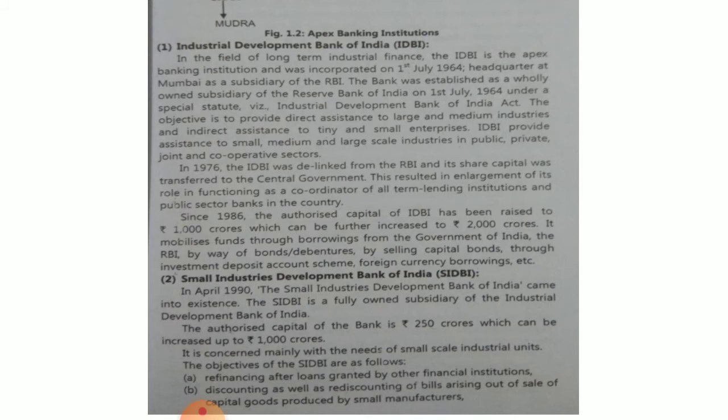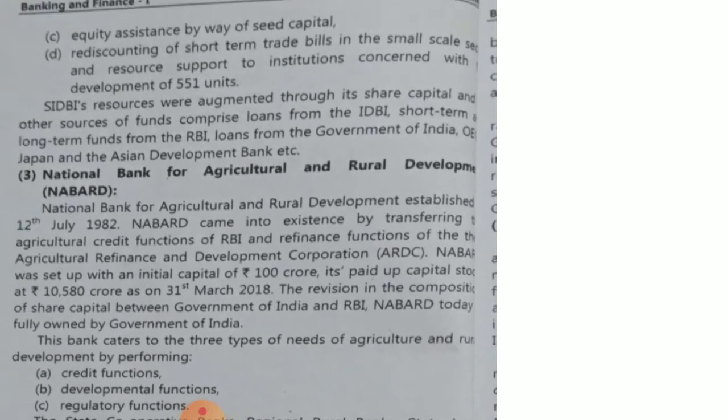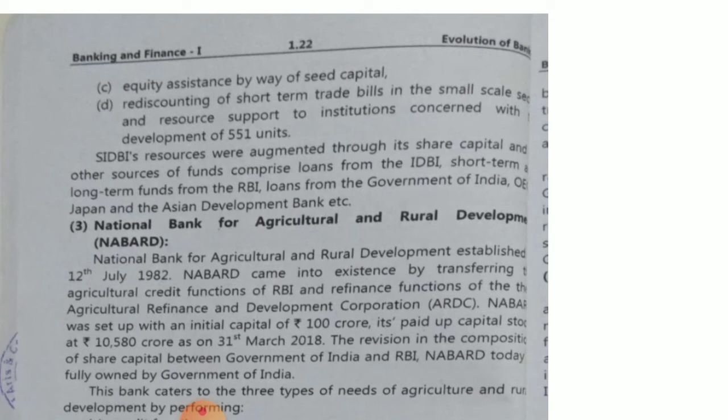Okay, तो इनका जो मेन ऑब्जेक्टिव है to refinance loans granted by the other financial institutions, discounting as well as rediscounting of bills arising out of the sale of capital produced by small manufacturers. Okay, then equity assistance by way of seed capital, rediscounting of short-term trade bills in small-scale sectors, and resource support to institutions concerned with development of small scale units. ओके, तो मेन इन ये जो बैंक्स हैं उनका मेन पर्पस क्या है? To provide finance to the small industrial sectors.